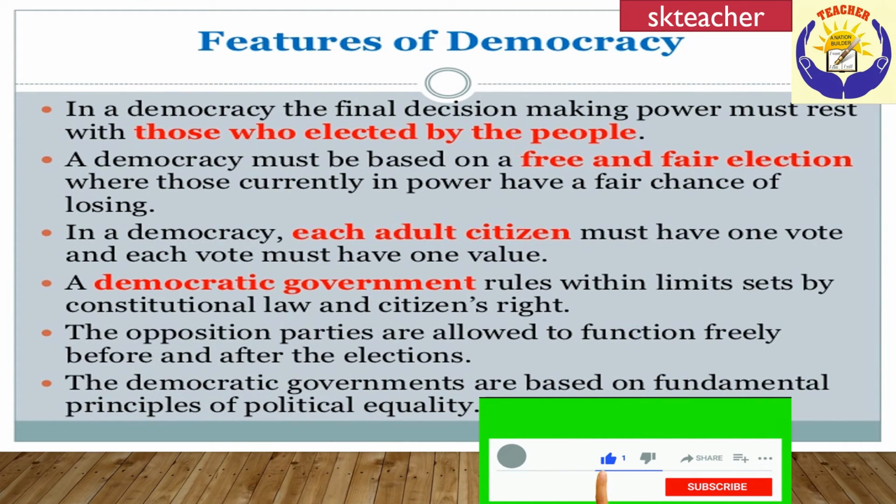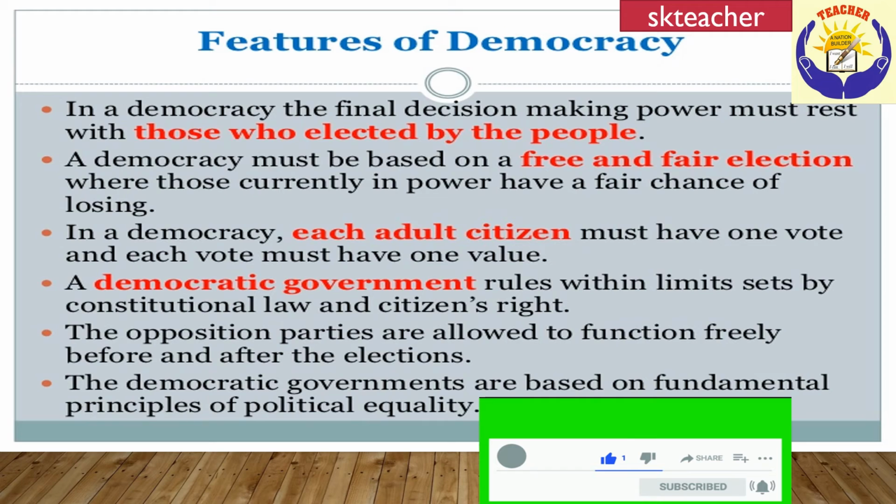Here are the answers for the question, what is democracy? Now each point we are going to compare with the nations which we have come across in the earlier slides. To begin with, first point. In a democracy, the final decision making power must rest with those elected by the people. This point we are going to compare with the nation Pakistan. This point is not at all suitable with Pakistan's Parvez Musharraf rule. There, he doesn't give power to the elected representatives. So, can we call Pakistan a democratic nation? No, it is not a democratic nation.